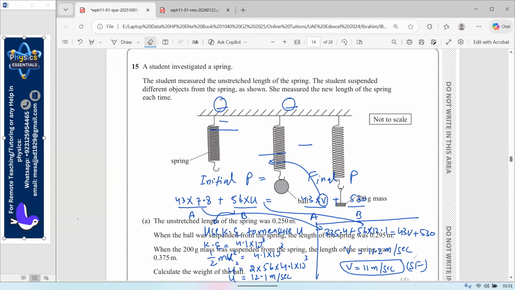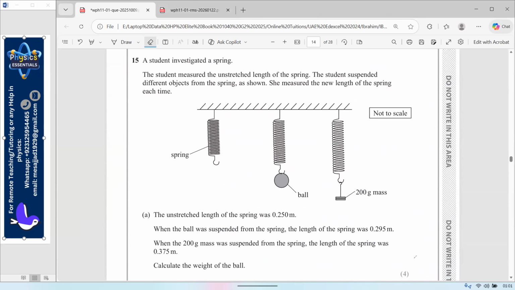Question number 15. A student investigated a spring. The student measured the unstretched length of the spring. The student suspended different objects from the spring as shown. She measured the new length of the spring each time. The unstretched length of the spring was 0.250 meters.